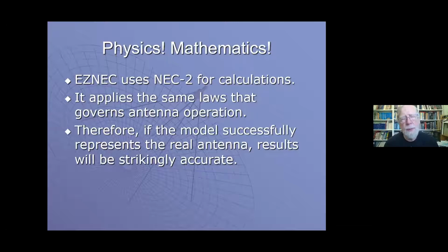Some people ask me questions about whether EZNEC takes this into consideration, or that into consideration, or what kinds of antennas you can model with it. I think they're visualizing a whole bunch of equations to figure out this kind of antenna or that kind of antenna. But that's not how it works at all. Because it uses the fundamental laws of physics, the same laws that govern the actual antenna operation, the results will be strikingly accurate if the model successfully represents the real antenna. I'll be talking about that in a minute.